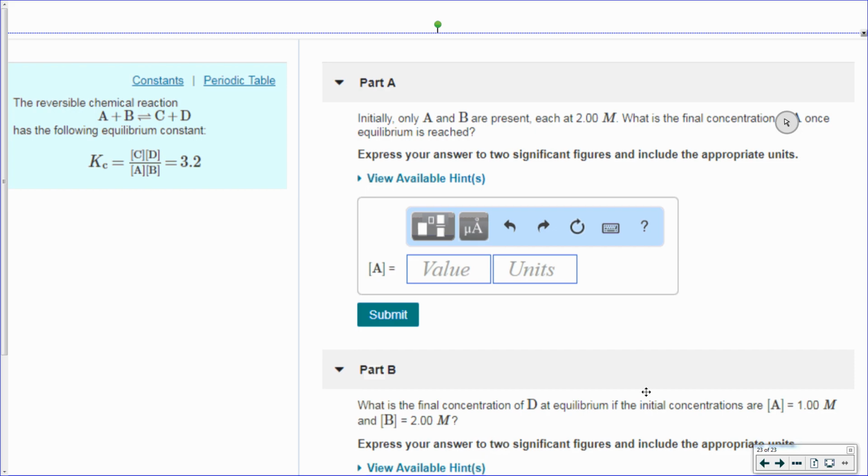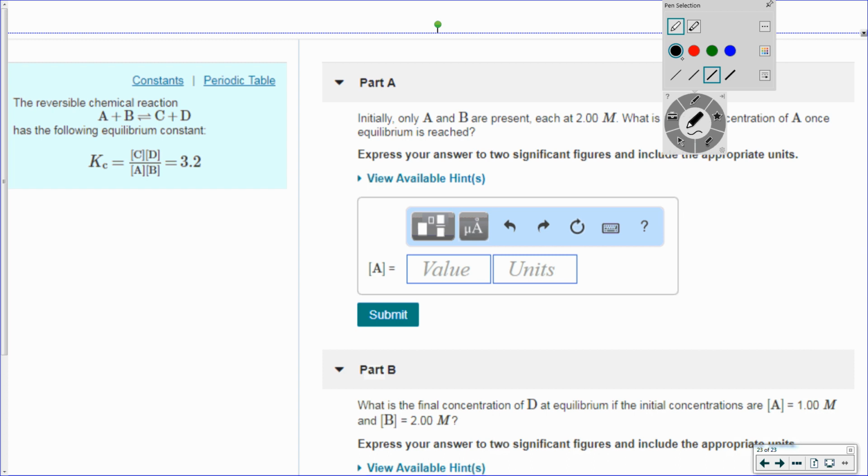Okay, so it says you've got initial concentrations of A and B at 2 molar each. What's the final concentration of A once the system reaches equilibrium? It gives me the expression on the left, and it tells me what the value of K is. So this is just going to be a problem where you've got to set up the ICE table. All right, so the reaction is A plus B.